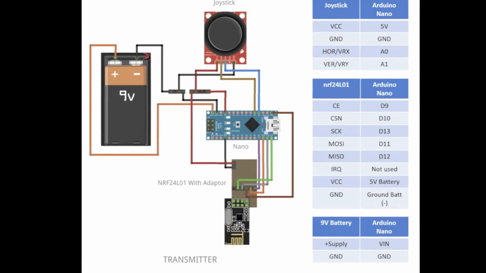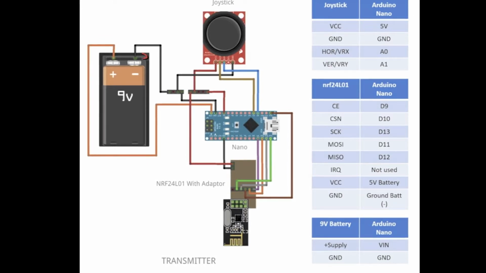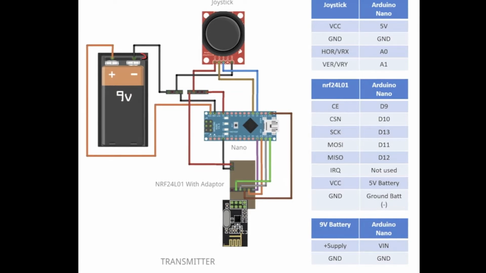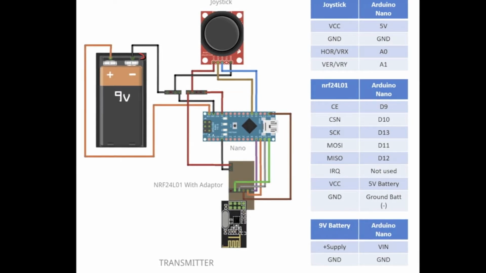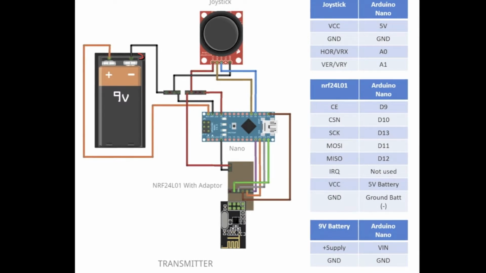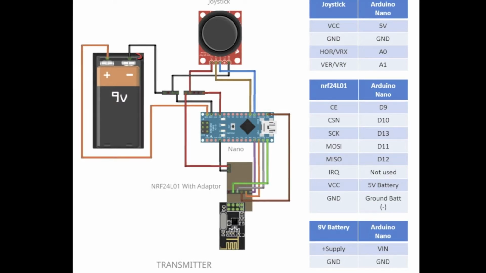On the transmitter side, we'll be needing a 9-volt battery, a joystick, the Arduino Nano, and it's more helpful to have the NRF adapter together with the module. Or you can just use a voltage divider and add at least a 10 microfarad capacitor in between the power supply.